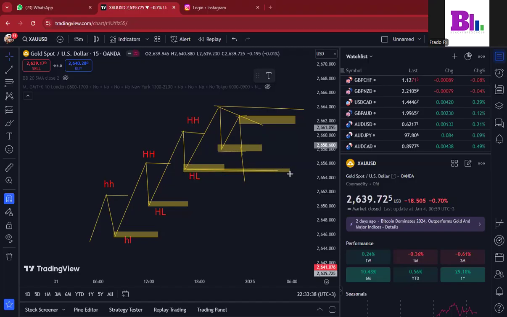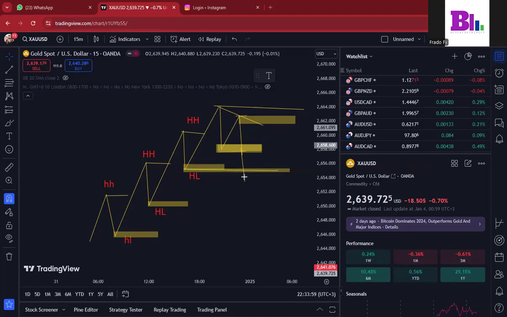Then what we have to do here is to make sure that we wait. So this zone is not a valid one. This is not a supply. You cannot use it for entry. Make sure you know this, because it is very, very important, okay?